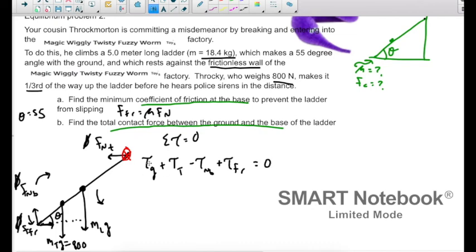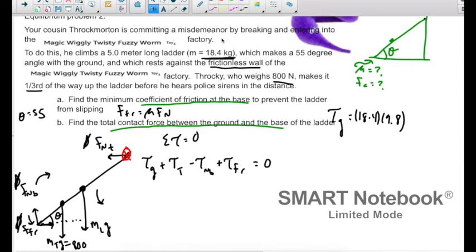So now I need to start getting expressions for all of these. And this time it's going to be a little bit more difficult because the angle is going to matter this time. All right? These forces are not acting perpendicular to the ladder. I'm going to come over here and write expressions for each of these. The torque due to gravity is going to be obviously the gravitational force, the mass of the ladder times little g. The mass of the ladder is 18.4.